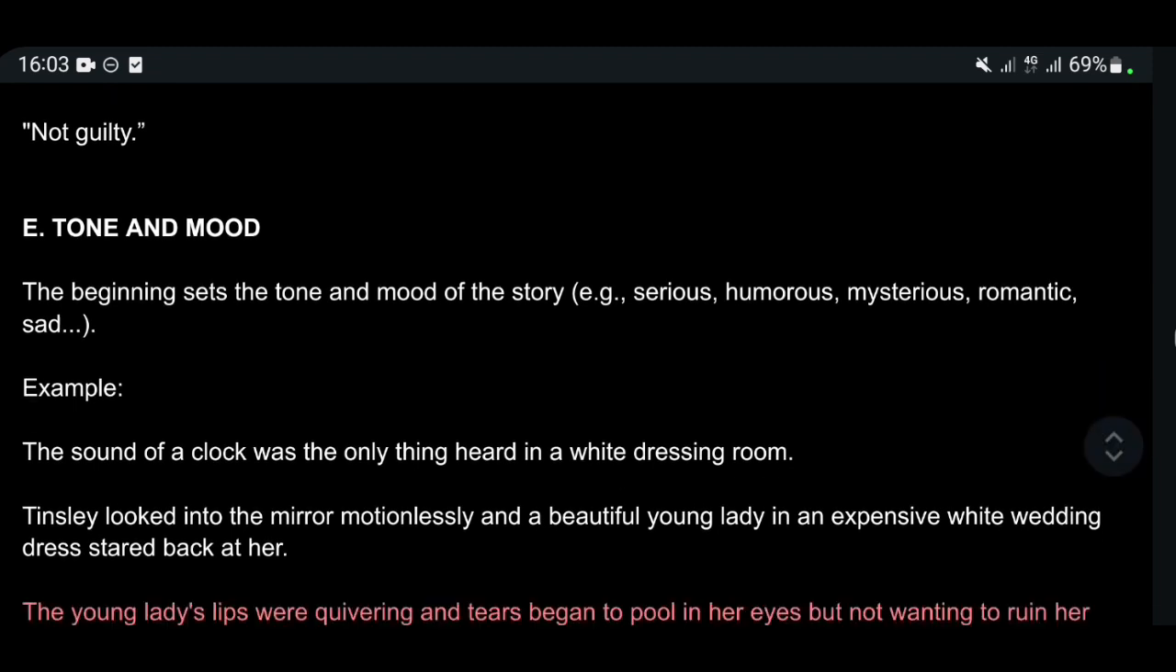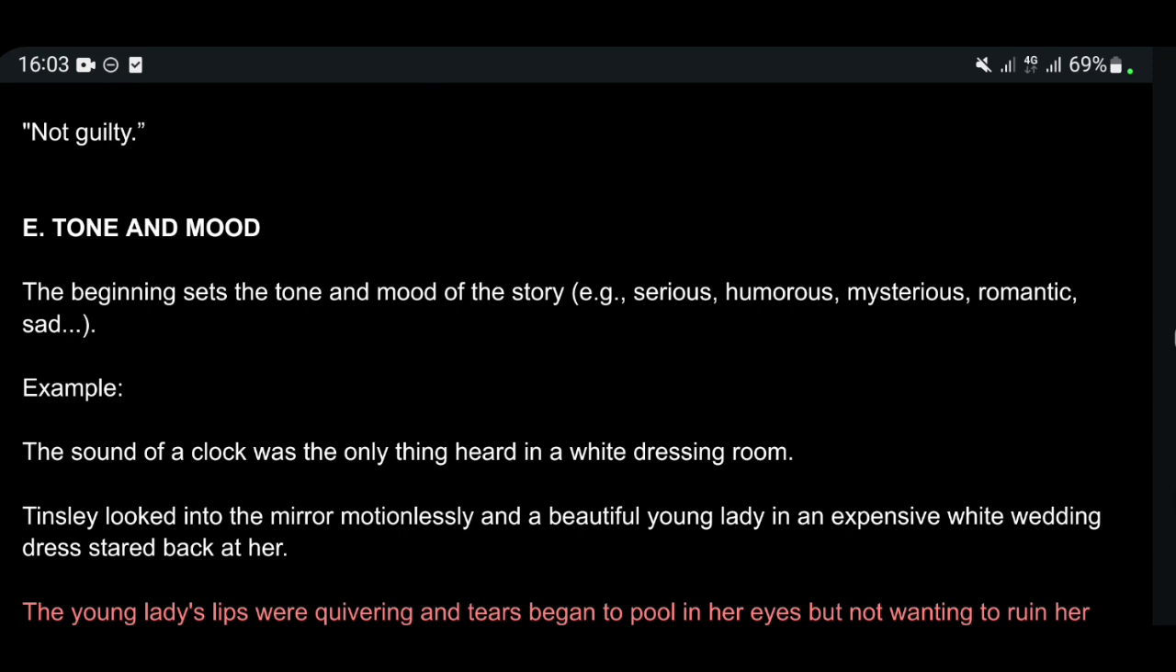Okay, so the fifth one is the tone and the mood of the characters: the way they sound, their mood. Are they sad, are they angry, are they sweet? So the beginning sets the tone and mood of the story. Examples: serious, humorous, mysterious, romantic, sad, etc.